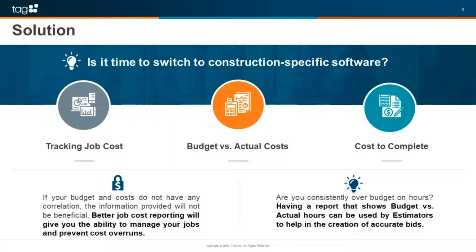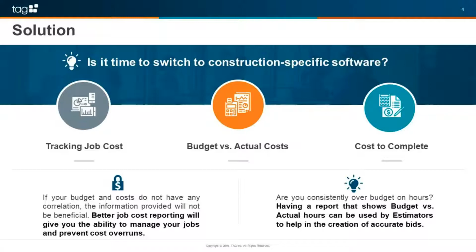Okay, so you might ask yourself, is it time to switch to construction-specific accounting software? And usually you'll ask yourself this question if you can't really track job costs, if you can't track your budget versus actuals, and if you can't do any cost to complete. So one thing I always look at is if my budgets and my costs don't have any correlation. And the perfect example is the use of cost codes.